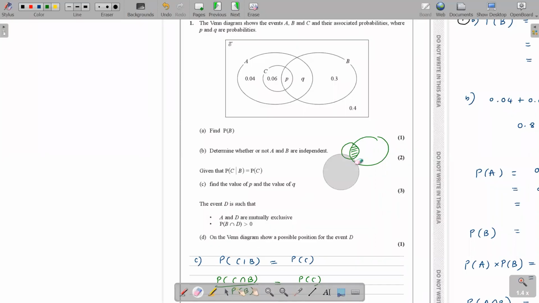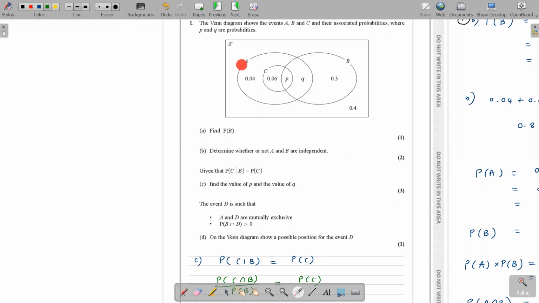Okay, so now we'll move on to the next part. Part D, the event D is such that A and D are mutually exclusive. Okay, what do we mean by mutually exclusive events? In mutually exclusive events, the two events, A and D, do not intersect at all. There's nothing common between A and D.